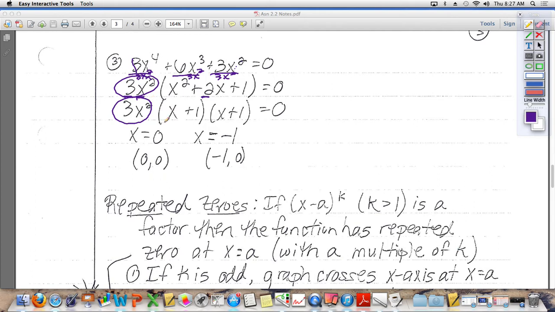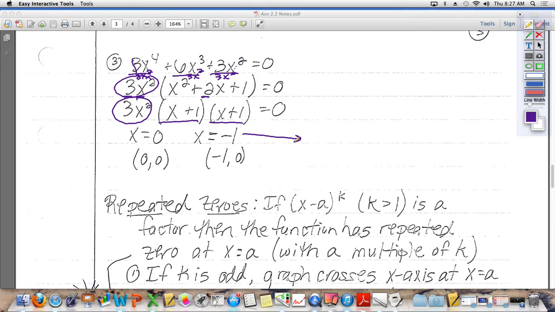What is the 0 of x plus 1? Negative 1. What about this 0? Negative 1. Okay, so this is what I want you to do. I want you to put a little note next to this. This is not in your notes. Please add it. X equals negative 1. Because it showed up 2 times, we say what, Richard?